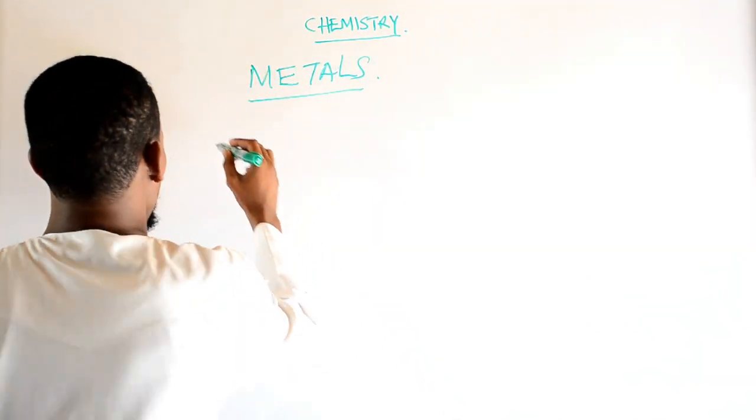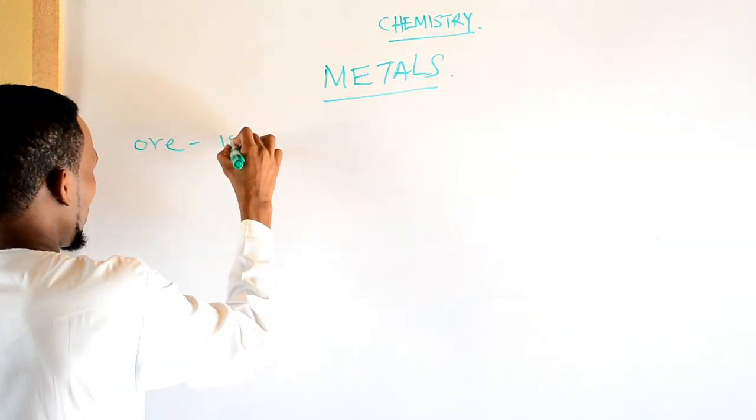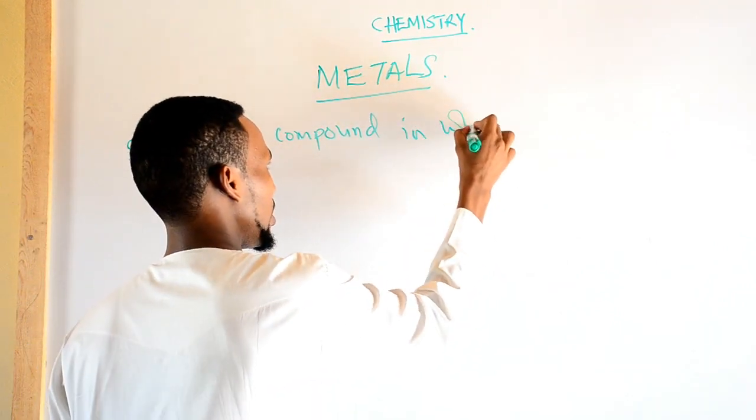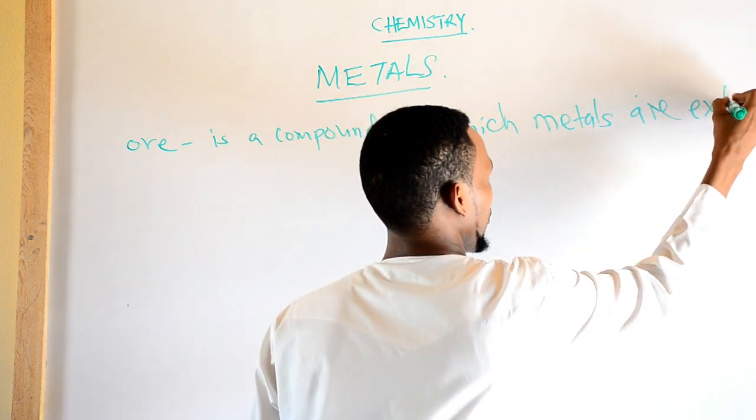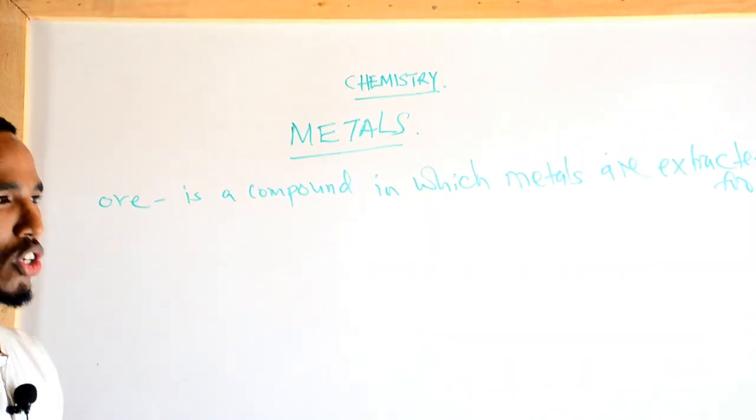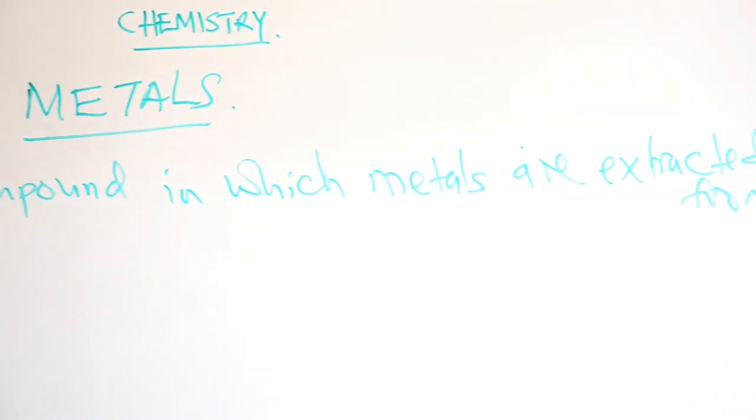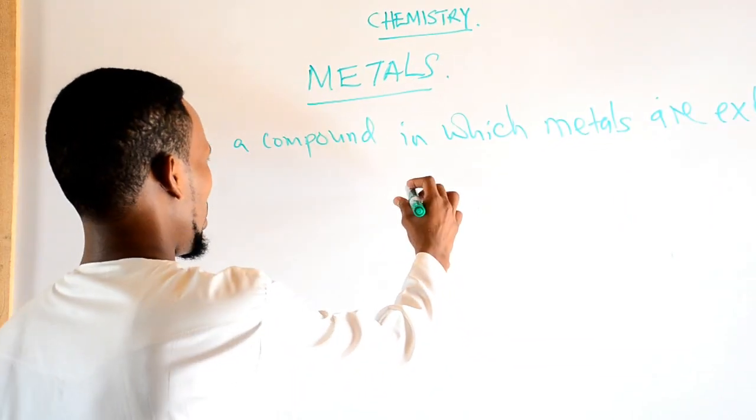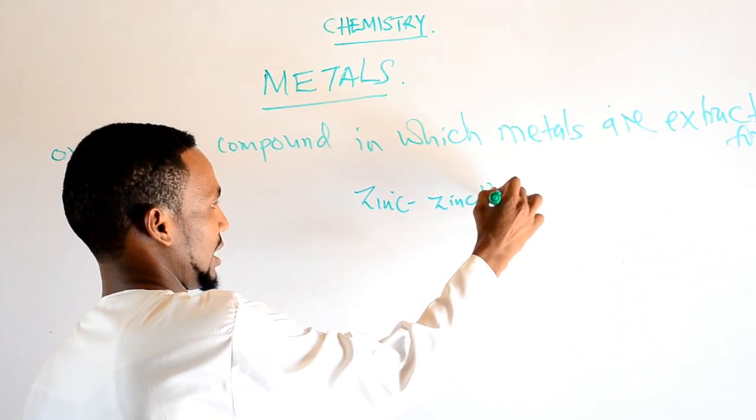Metals. So we need to know what an ore is. An ore is a compound from which metals are extracted. For example, if you want to extract sodium metal, you have to have an ore. It's a substance or compound from which the metal is extracted. For example, zinc has an ore, that is zinc blende, right?